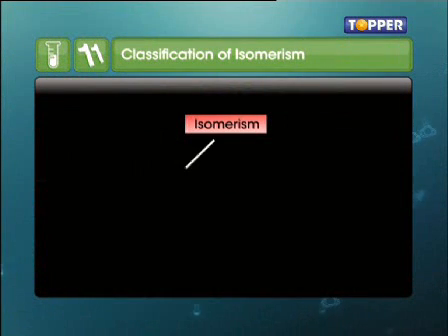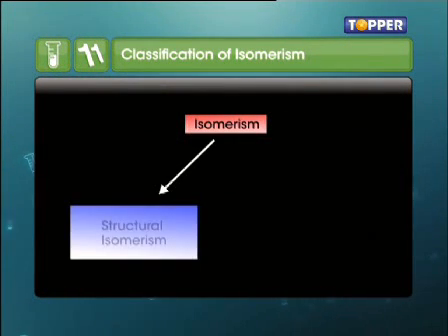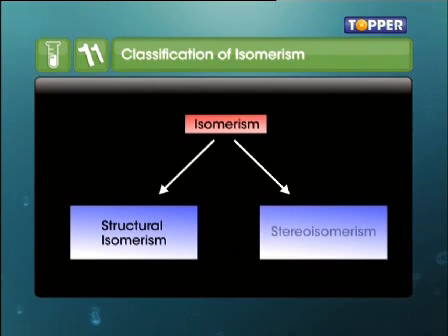But what exactly does isomerism mean? Isomerism is the phenomenon of existence of two or more compounds having the same molecular formula but different properties. And compounds like these are called isomers. Isomerism can be broadly classified into two categories as structural isomerism and stereoisomerism.